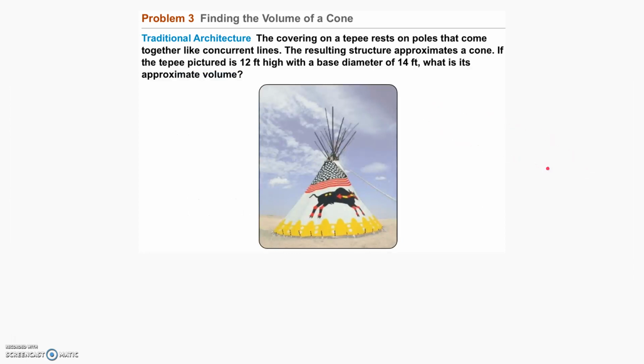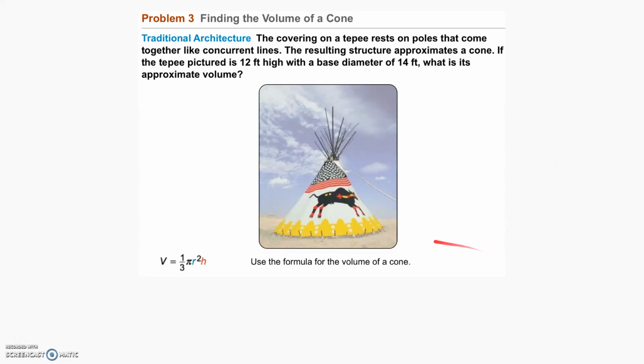So, finding the volume of a cone. Let's look at this TP problem. So, what we have is a TP that is 12 feet high, has a base diameter of 14 feet, so I know the radius, half of that is going to be 7 feet. And we're looking for the volume of, this is approximately a cone. It's probably more accurately sort of a pyramid, since I see flat lines between these poles.